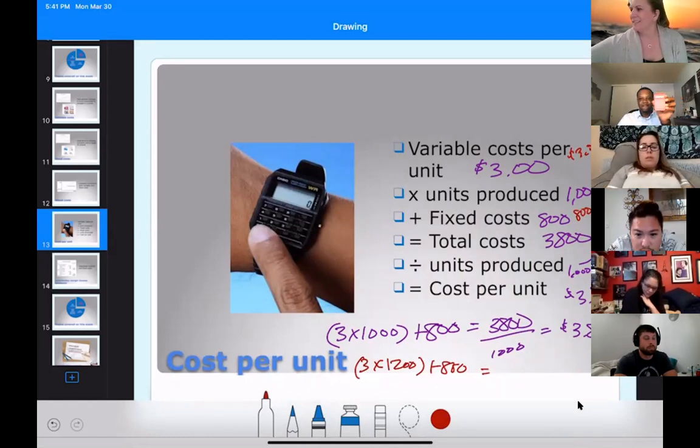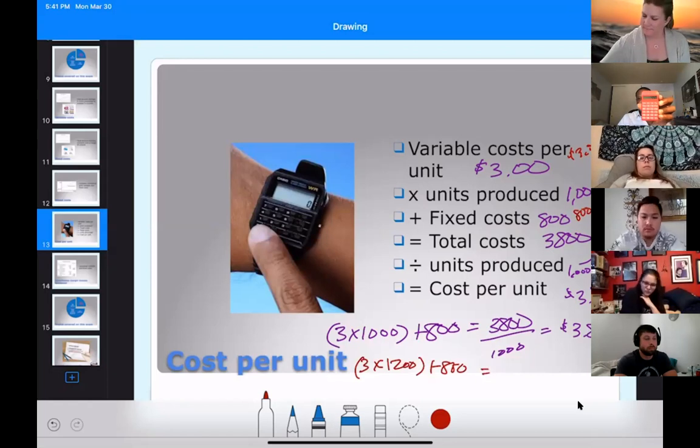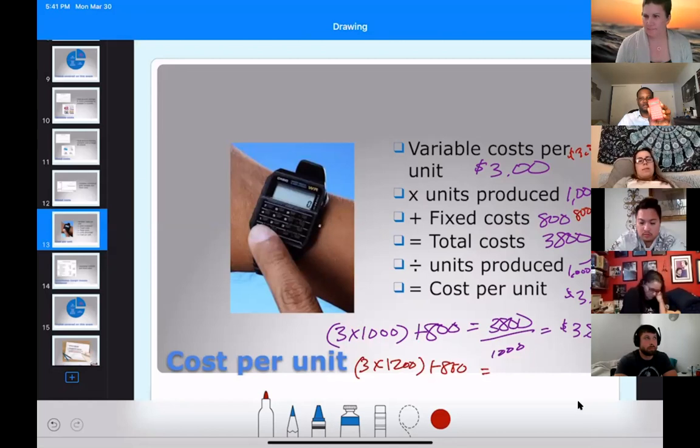Everyone, as a CPA, this is my go-to calculator. Hire me. It's little. This is mine.